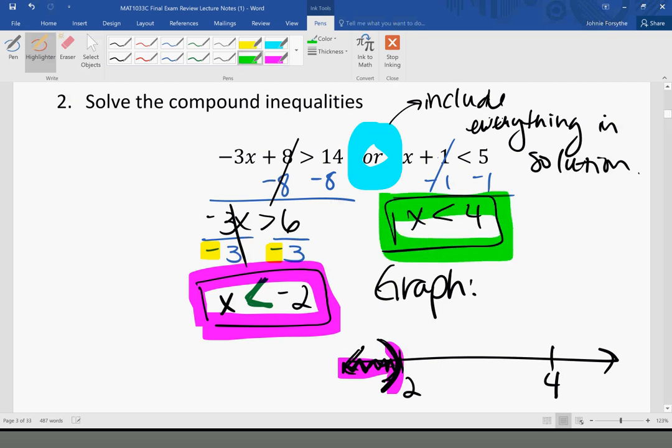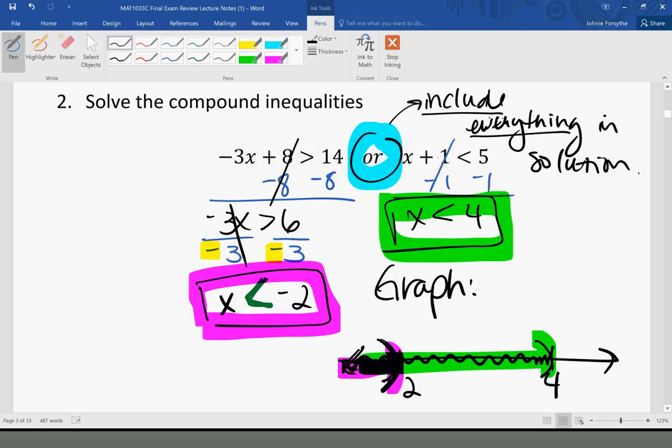Now the next one, x is less than 4. So we're going to use parentheses because it's not equal to, and all the values less than 4 are to the left. So this would be that interval there. Now, for an OR inequality, we want to include everything. So our solution is not just this part here, it's every single thing we see shaded. So actually, all of this is the solution.